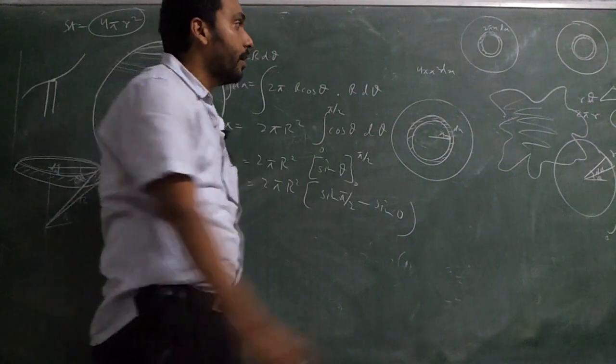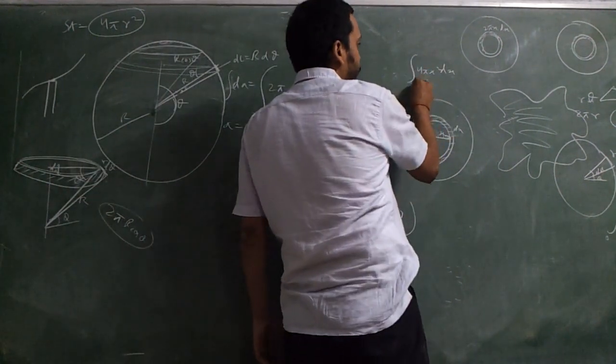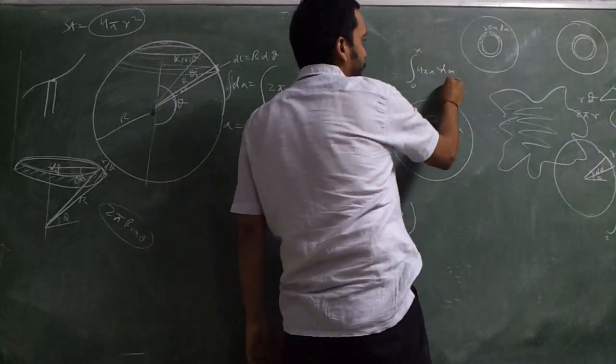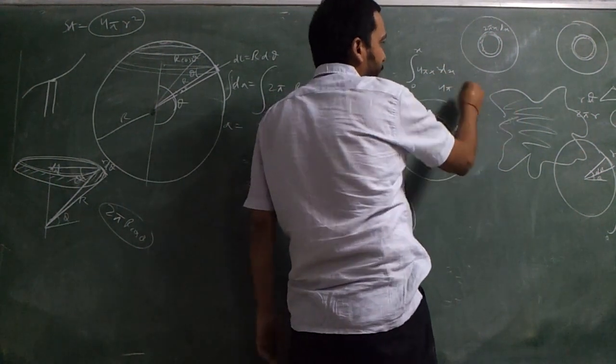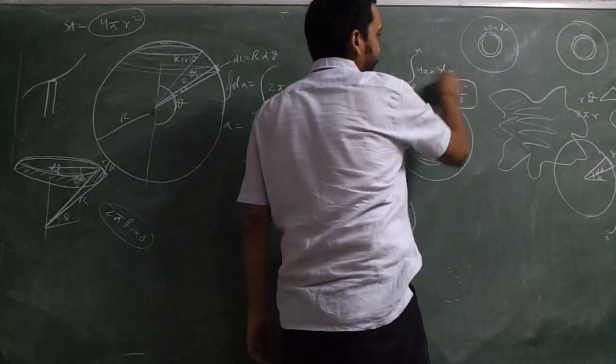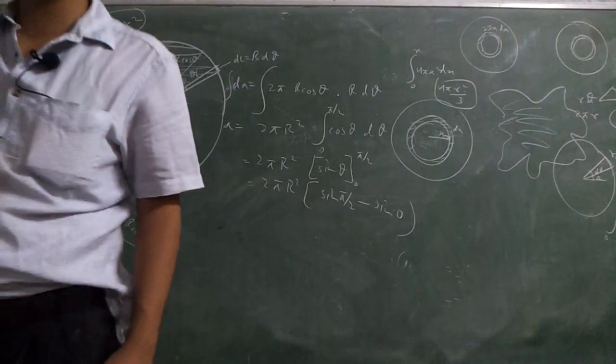Right? So this you integrate from 0 to r, you will get 4 pi r cube by 3. That is the volume. One line integration.